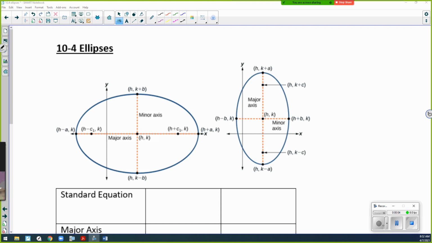Welcome back. Let's talk about ellipses. 10.4, you have a page to tape into your notebook, tape, glue, staple, whatever. Just stick it in there for the long term.